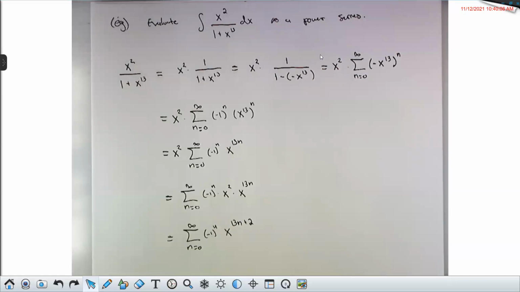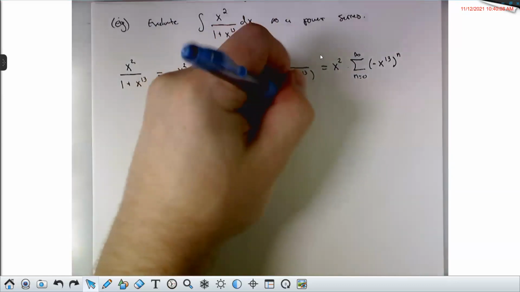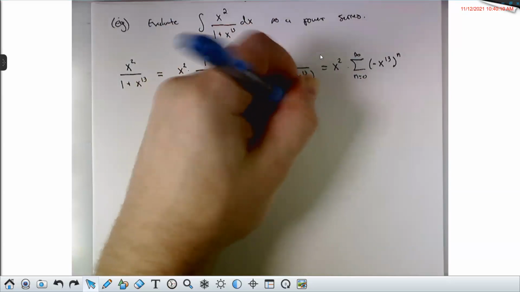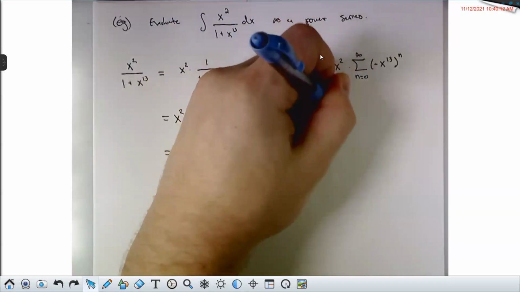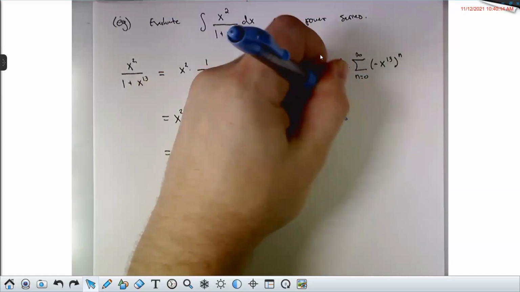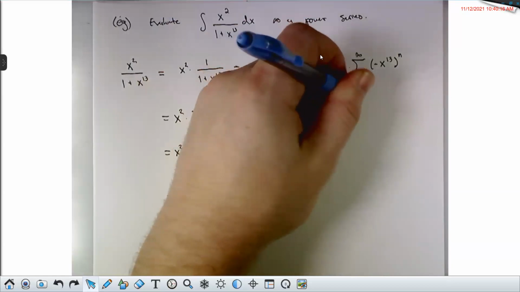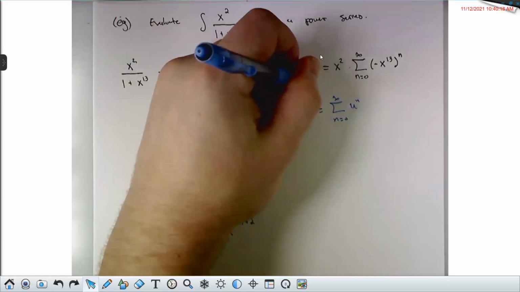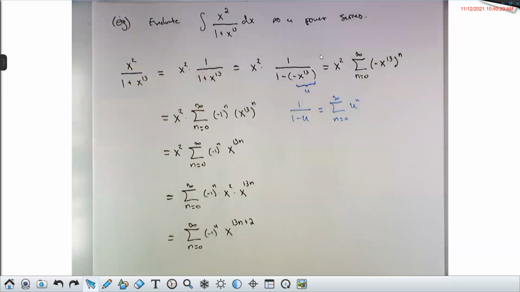So remember our geometric series trick, 1 over 1 minus u is sigma n from 0 to infinity, u to the n. And I'm using that here with this as u. So the n is the index of summation. This n shows up at the stage where I introduce the series.